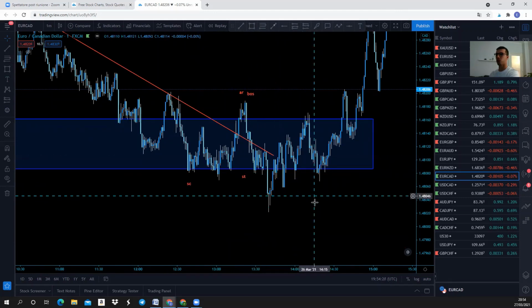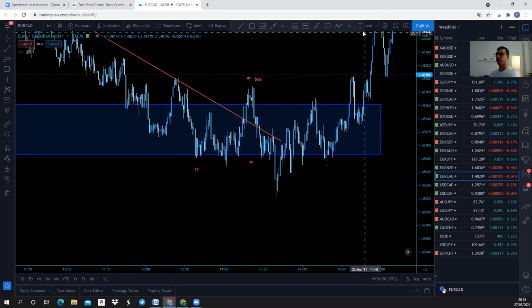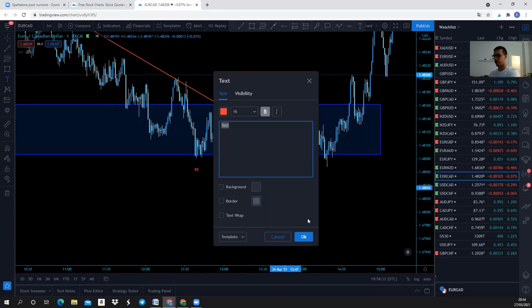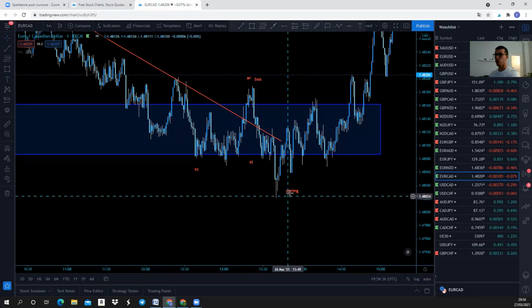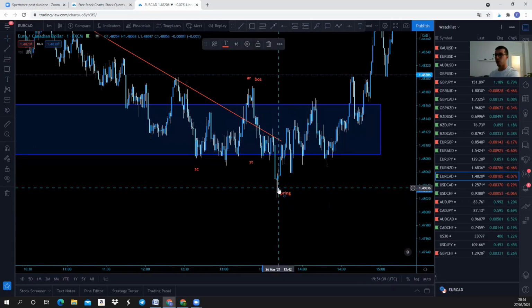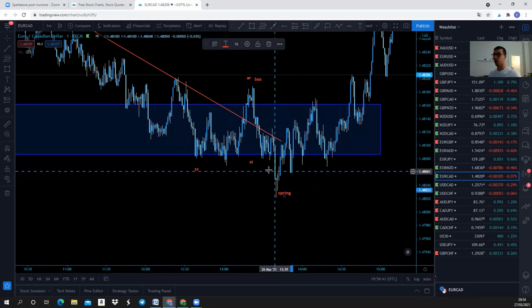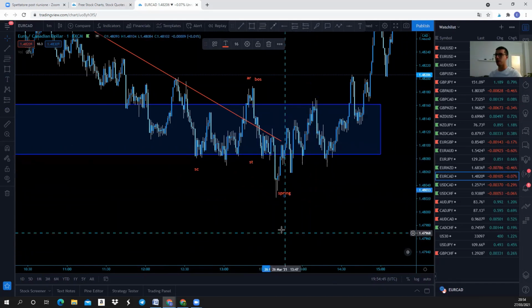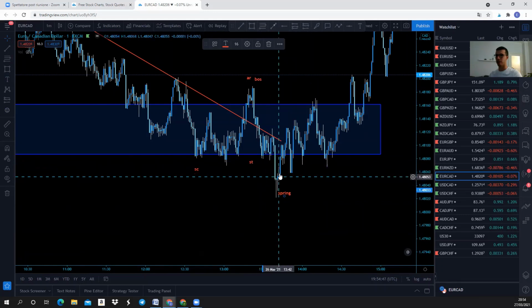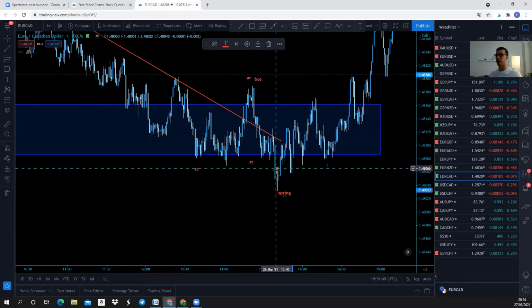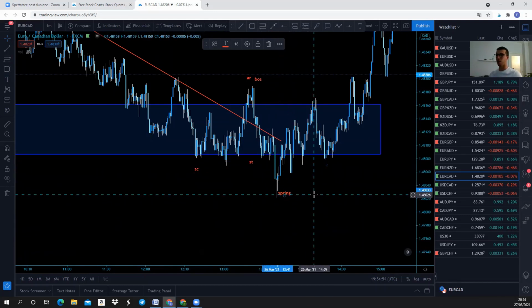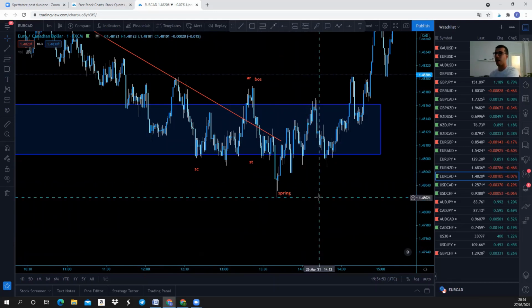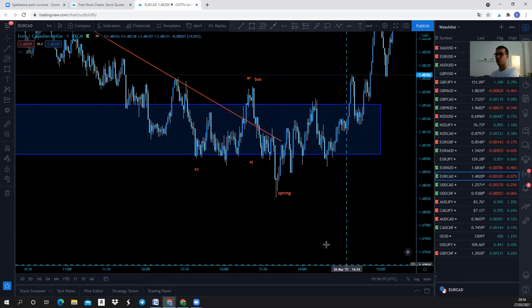After the secondary test, what do we have? We have the spring. Perfect, spring. This is the manipulation that we were looking for. Of course, when we get this move to the downside, we don't know if it is a spring. We cannot enter right here. Maybe it is a real breakout and we just keep going to the downside. So don't enter when you see this, okay? It will be very, very harmful for your account, because sometimes we just have a breakout and we continue going to the downside.